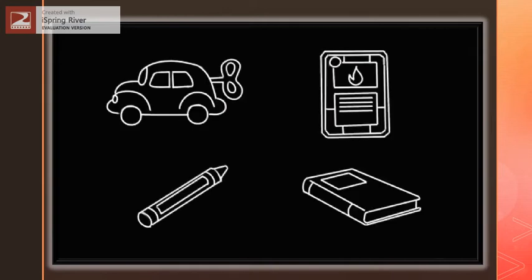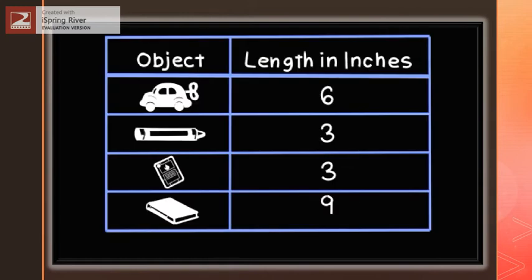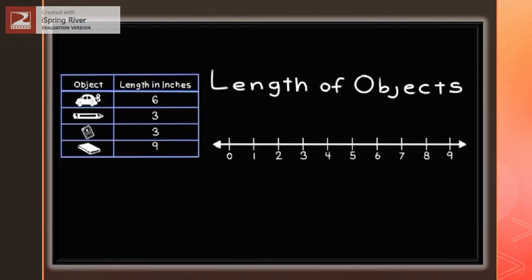I have my favorite things here: a toy car, a crayon, a game card, and my favorite book. I've measured them all in inches, and I've written the measurements in a chart. And using those measurements, I can make a line plot to show the data. All I have to do is place a dot over the number that shows each length: toy car, crayon, game card, and book.